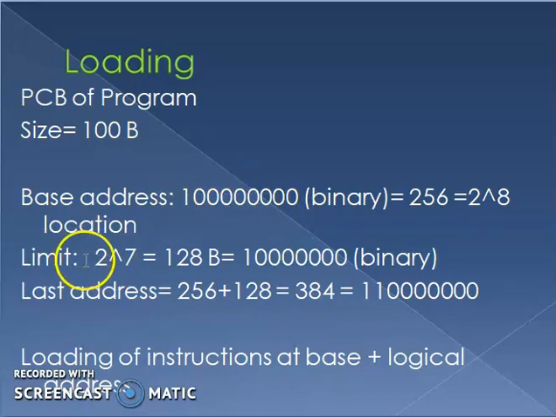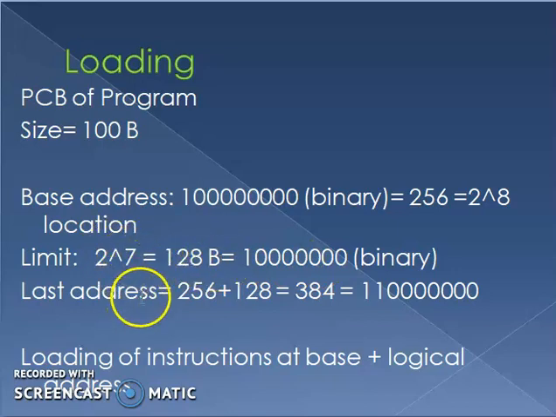And then the limit is, this limit has to be a power of 2 because though the program size is only 100 bytes, we will allocate in the powers of 2. So we allocate 2 raised to the power of 7, that is 128 bytes to this particular program, and this is the binary number for the limit. It is 1, 2, 3, 4, 5, 6, 7 zeros followed by 1, and here it was 8 zeros followed by 1. So that way the binary address is calculated for the limit.